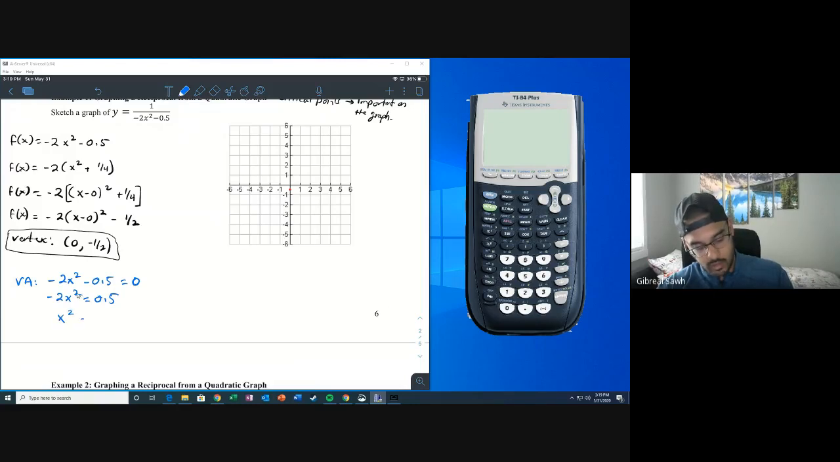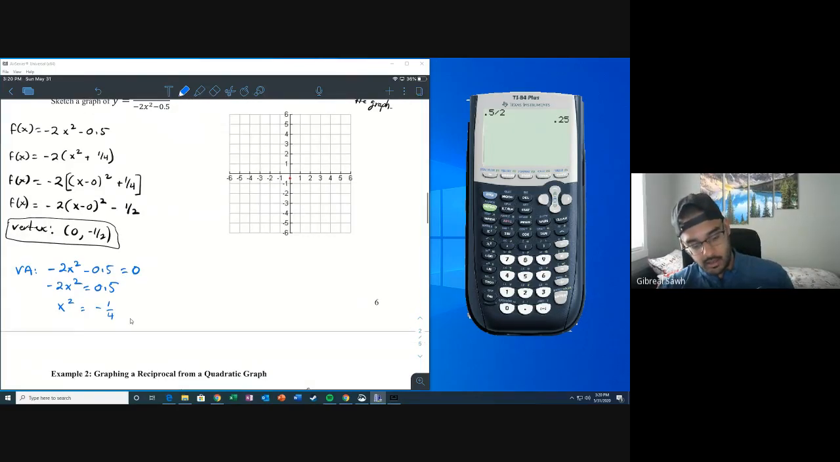So x squared equals, that should be 4, I believe. No, I'm terribly wrong with that. So let's divide that by 2. That is negative, yeah. So -1/4. But now I run into an issue because I can't actually square root that negative. So if I can't actually find a value here, therefore, no vertical asymptote. So I know I don't have a vertical asymptote here.